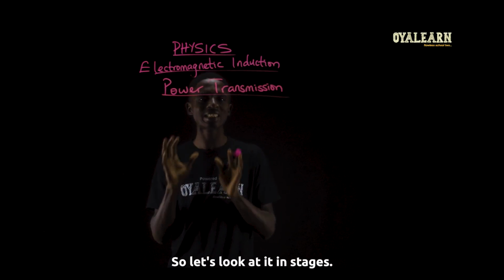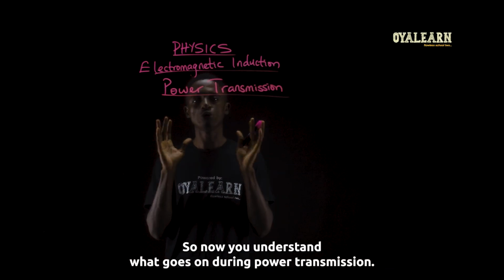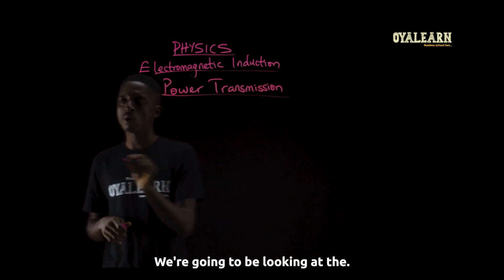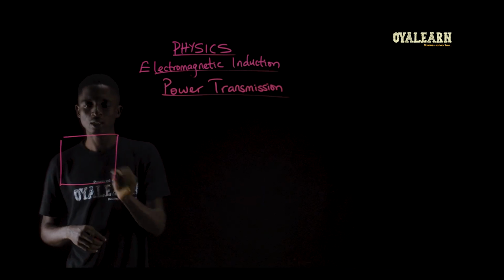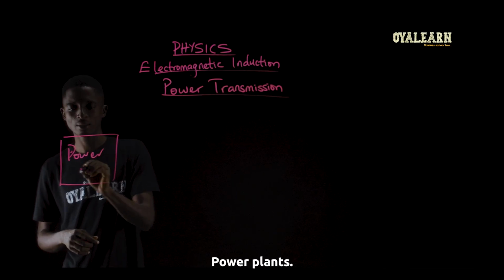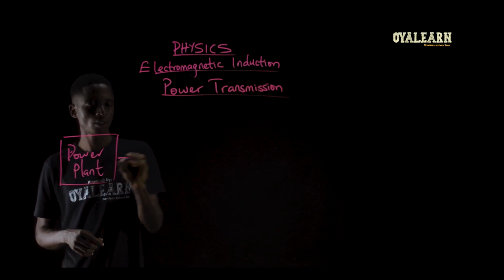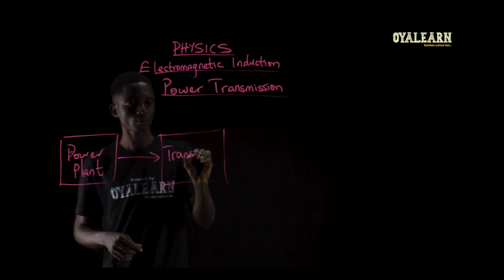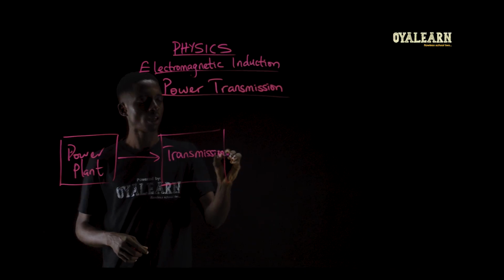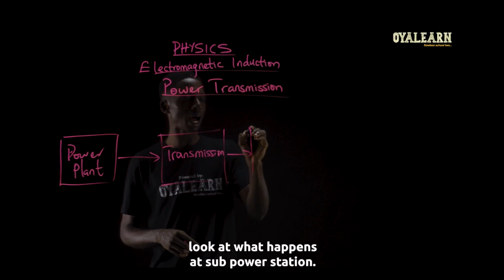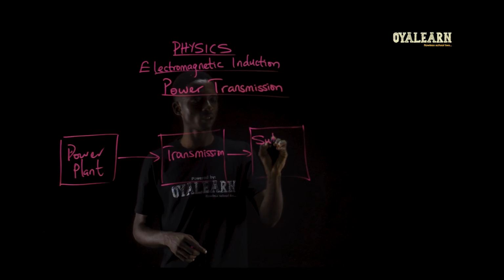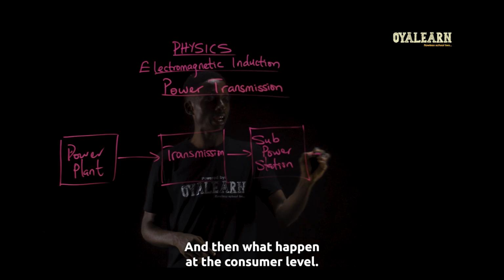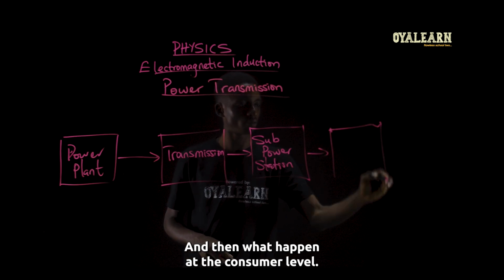So let's look at it in stages so that you understand what goes on during power transmission. Now, there are 4 important stages that we're going to be talking about. We're going to be looking at the power plant. Then we look at what goes on for transmission. After that, we're going to look at what happens at the sub-power station. And then what happens at the consumer level.